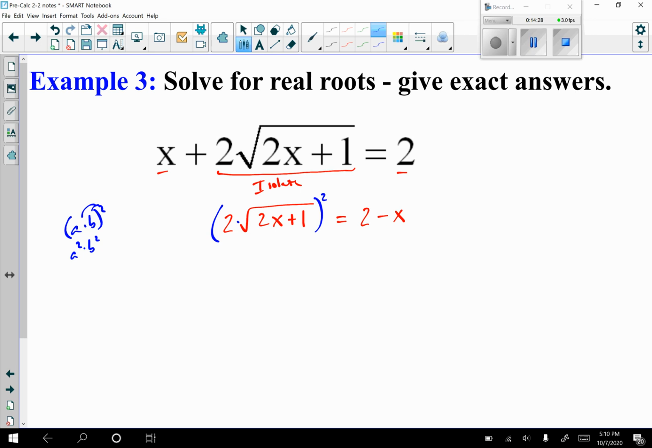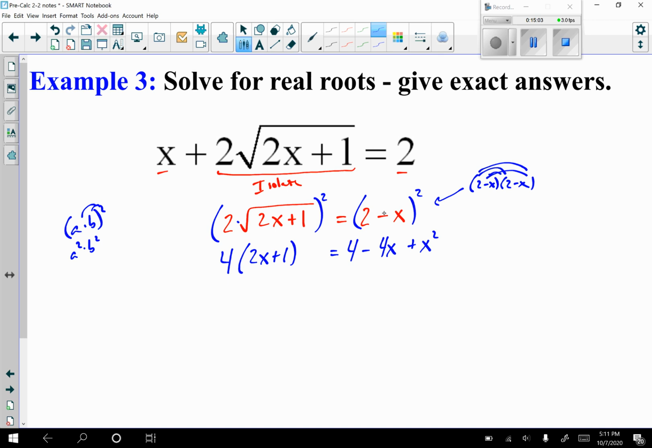So 2 squared is 4 times, and the root squared is just the 2x plus 1. We get rid of that root. On the other side, we have to square, not individually, the entire side. To do that, we have to do 2 minus x times itself, 2 minus x. So it is not just 4 minus x squared. We get 4. We're going to get a minus 4x inside and a plus x squared. FOIL this out, okay, to make sure you have all the terms.